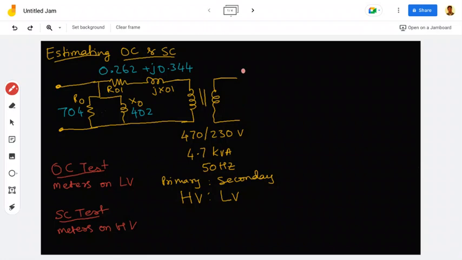Now in this case, if I want to perform OC test on this transformer, I need to keep the meters on the LV side. That means the supply is also on the LV side. But these parameters R naught and X naught are on the HV side. So this R naught and X naught will be transferred to the other side for the OC test. As far as the OC test is concerned, R01 and X01 will not be considered because anyway the circuit will be open circuited. So you need not worry about these two. Now let us transfer R naught and X naught to the LV side. Yes, that is for the OC test. Let me write it here itself.